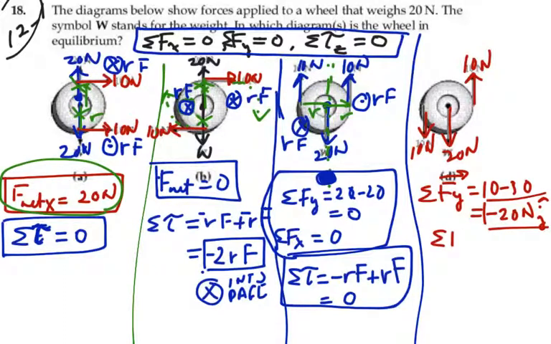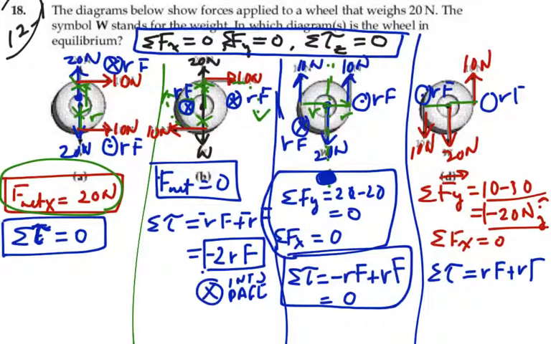The summation of the forces in the x direction would be 0, but we do have a net force in the y direction, and we do have a net torque because this torque going around is going to give us a positive RF, and this other torque also going counterclockwise will also give us a torque coming out of the page equal to RF. So the summation of our torques is going to be RF plus RF, 2RF. We have a net torque as well, so this is definitely not in equilibrium. So our only answer is C.